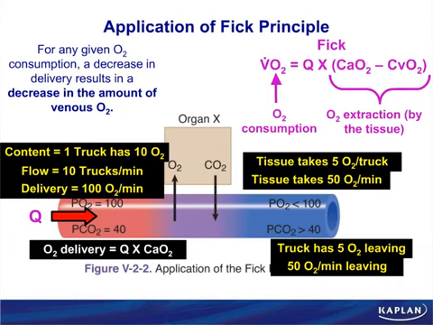Well, if the tissue is taking 5 oxygens per truck, do you agree that trucks leaving now only have 2 oxygen per truck? So again, for any given oxygen consumption, if you reduce delivery, it doesn't matter if you reduce delivery by reducing flow or reducing content, either way, if you reduce delivery, venous oxygen falls. This becomes a very, very powerful tool in analyzing problems on a clinical vignette.